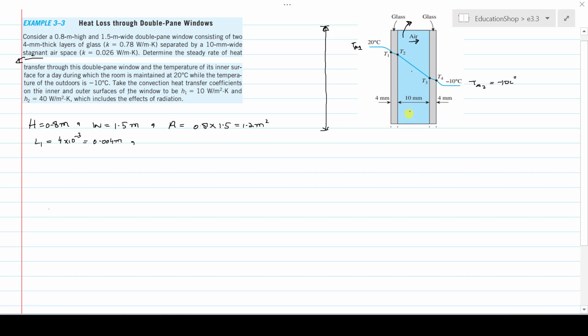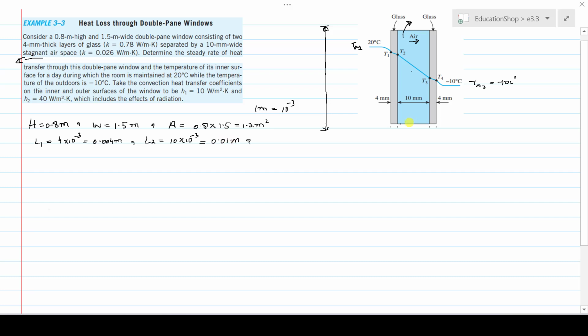And the thickness of the layer in which stagnant air is present is 10 mm. So L2 is equal to 10 multiplied by 10 to the power -3. We know that 1 milli is equal to 10 to the power -3, so that's why we multiply by 10 to the power -3, and it will be converted into meter, and it is equal to 0.01 meter.